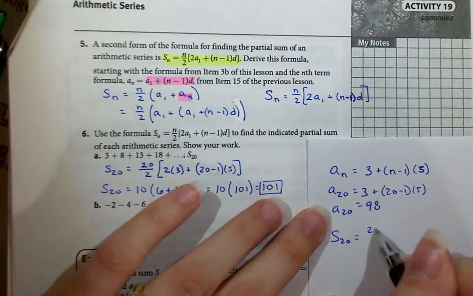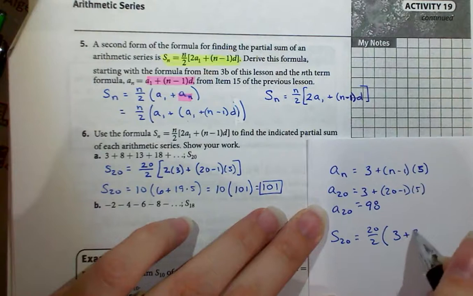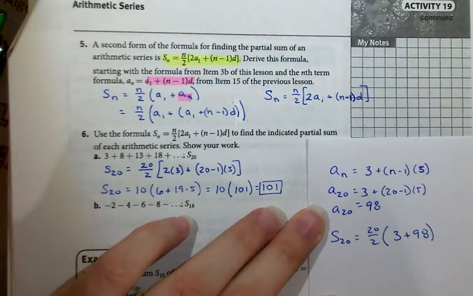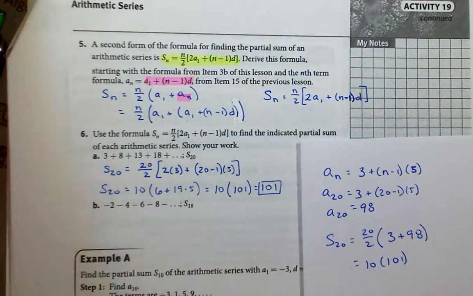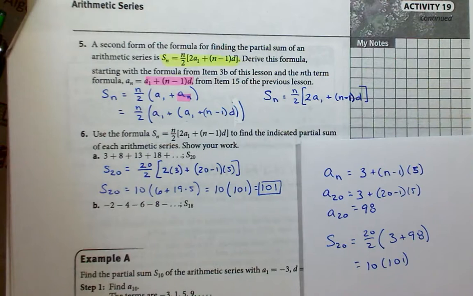okay, 20 divided by 2. The first term again was 3 plus 98. Okay, and so notice it's the same thing. You're doing the same thing, it's just a little more work. So knowing this one will help us out. Okay, so I want you to try B now. So go ahead and try B, and when you're ready, turn the video back on.